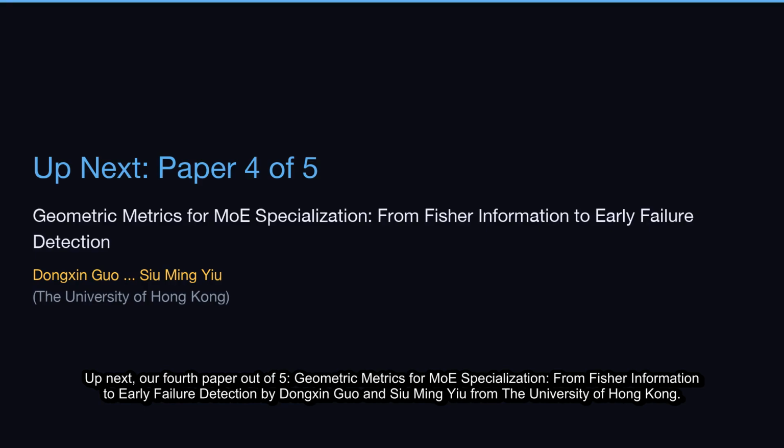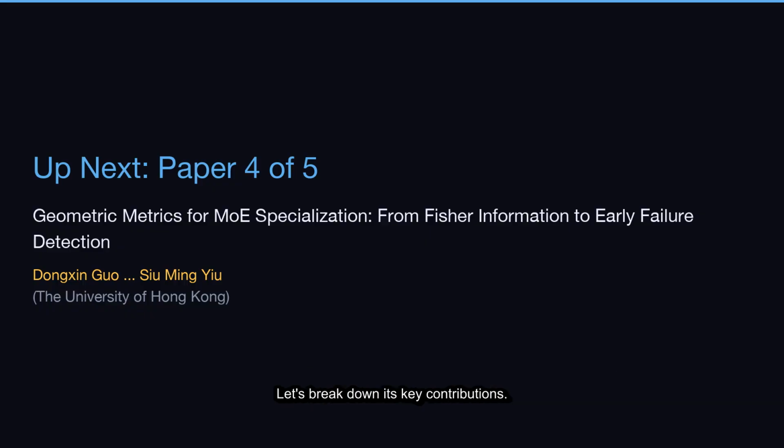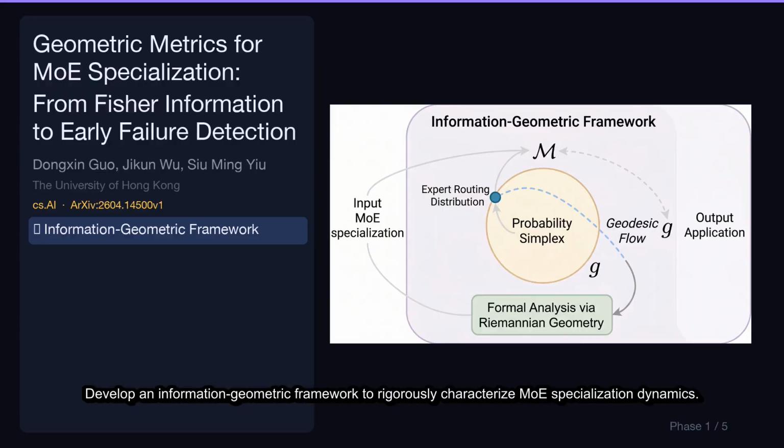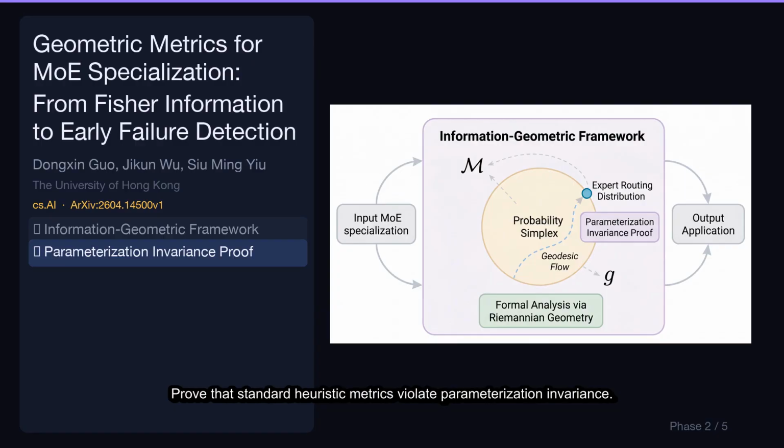Up next, our fourth paper out of 5, Geometric Metrics for MoE Specialization. From Fisher Information to Early Failure Detection by Dongxin Guo and Xu-Ming Yu from the University of Hong Kong. Let's break down its key contributions. Develops an information geometric framework to rigorously characterize MoE specialization dynamics. This framework leverages the Fisher information metric on the probability simplex for formal analysis. Proves that standard heuristic metrics violate parameterization invariance.